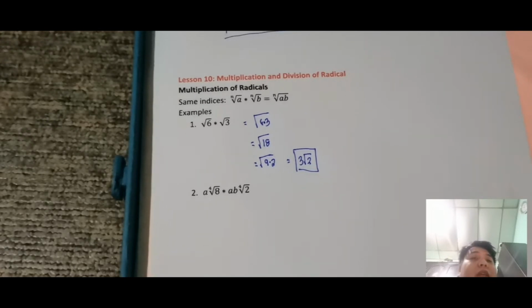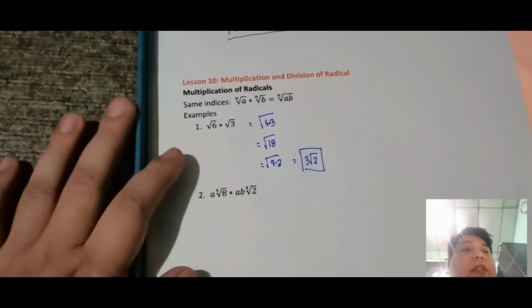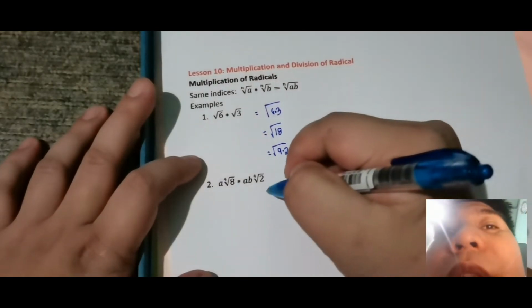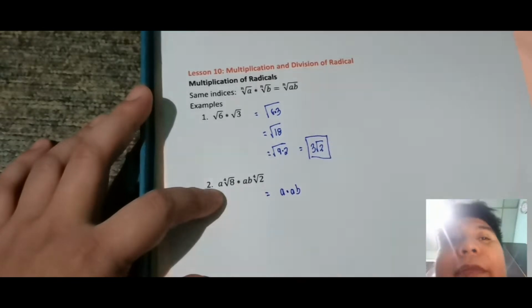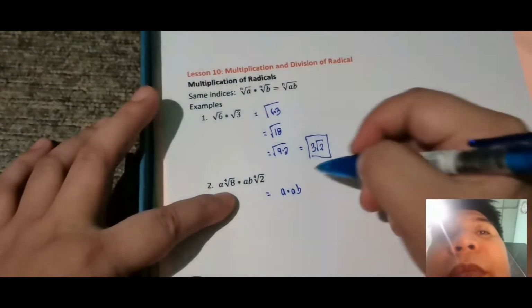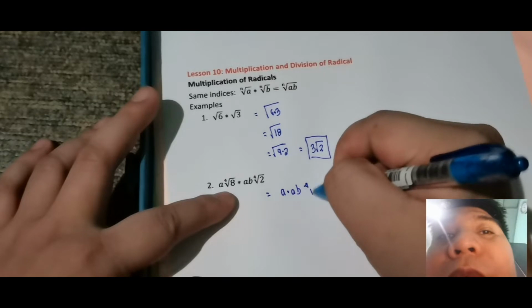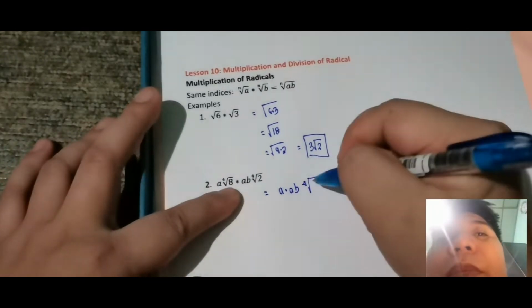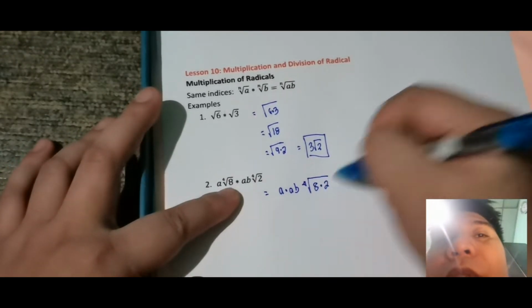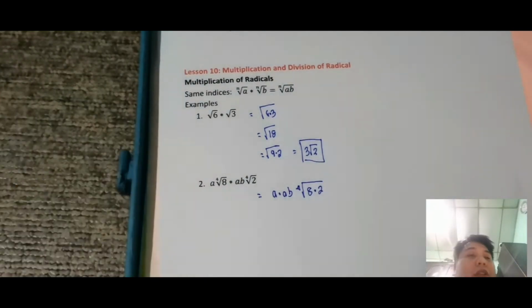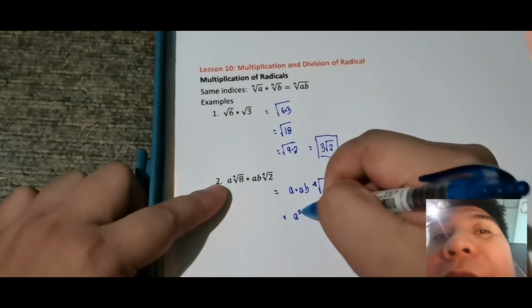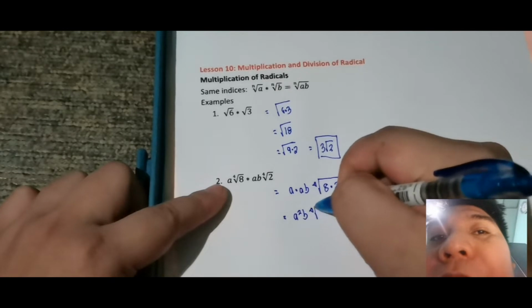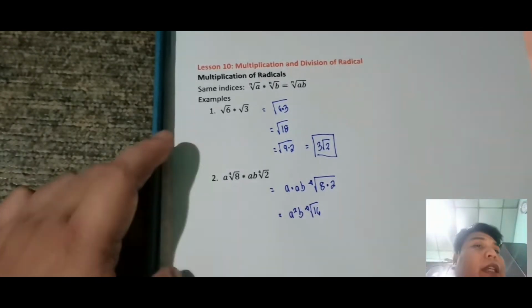So, pag nag-multiply ka ng algebraic expression, tulad yan, a times ab. So, lagay ko na lang, this is equivalent sa, multiply ko lang a times ab. Then, this is fourth root of 8 sa loob multiplied by 2. Pansin nyo, no? Minultiply ko yung coefficient at the same time minultiply ko yung radical sa loob. Yun ang nangyari. Then, this is equivalent sa a squared b fourth root of 16. Kasi 8 times 2 is 16.